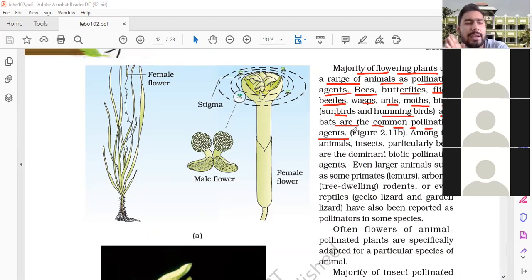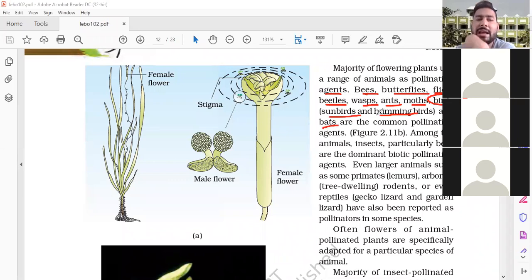Today I told already, in pollination, maximum pollination is brought about by insects, that is entomophily. So maximum pollination occurs through insects, and I have given this name. Majority of the flowering plants use a range of animals such as bees, butterflies, flies, beetles, wasps, ants, moths, and birds. Birds, that is ornithophily, sunbirds and hummingbirds, and bats, chiropterophily, and snail, malacophily, and snake, ophiophily. But these are not the most common.